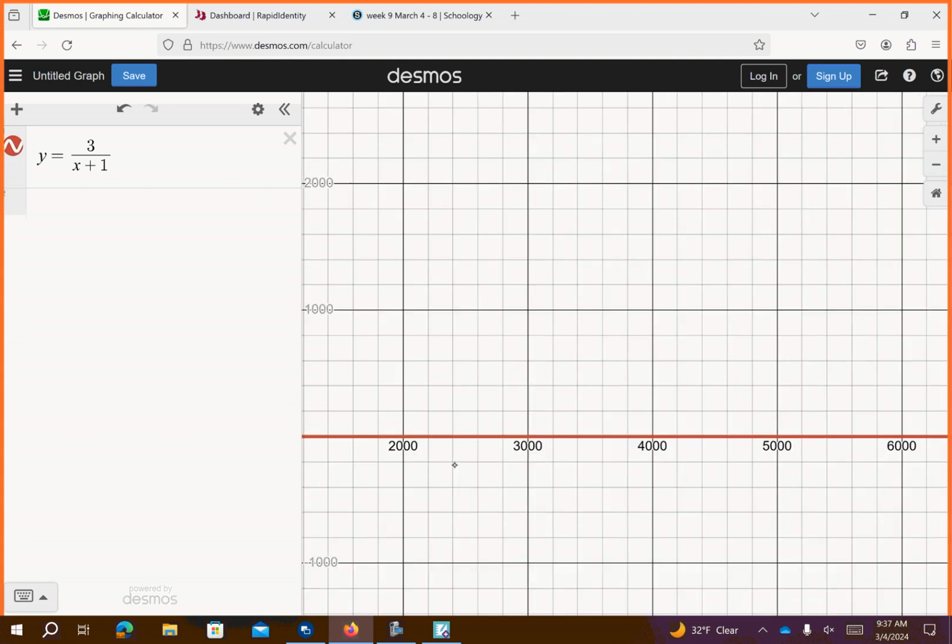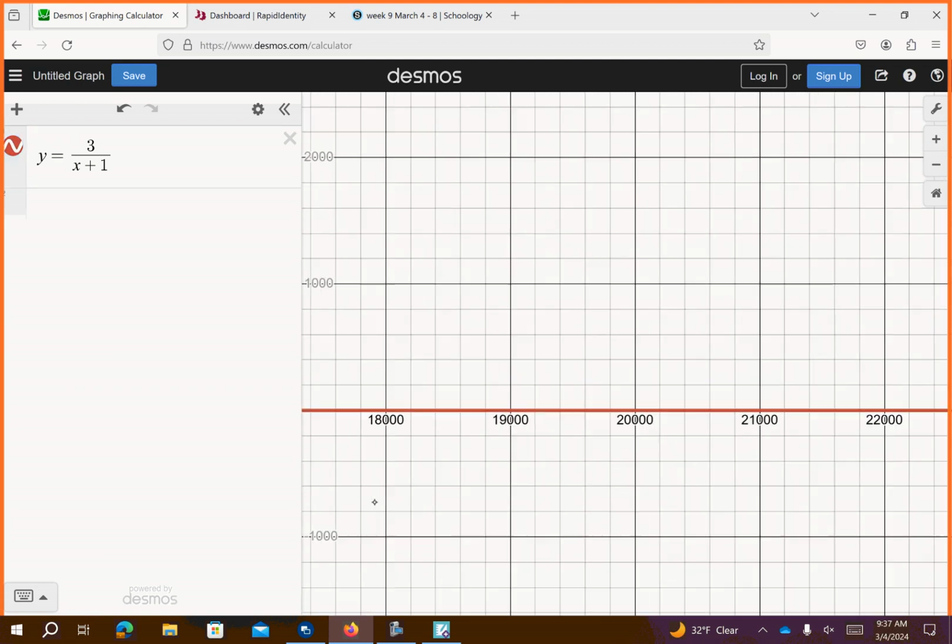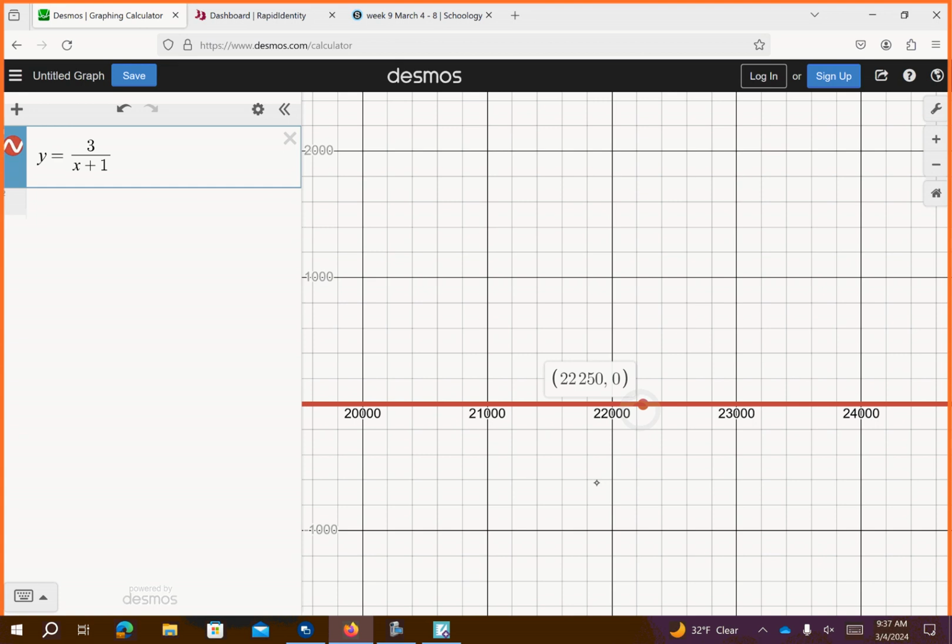Let's get way out here to 5,000. 0.01. It's getting small. Let's go even further. Let's go to 22,000. It appears that it's at 0. Is it really at 0, though? Is it going to cross that x-axis? Is it ever going to touch it?